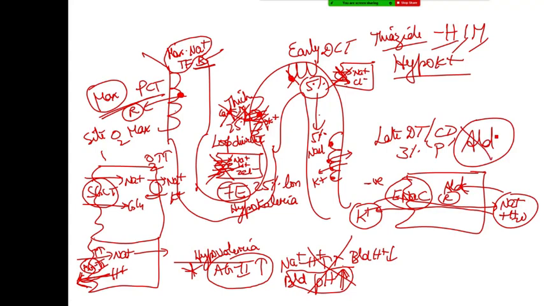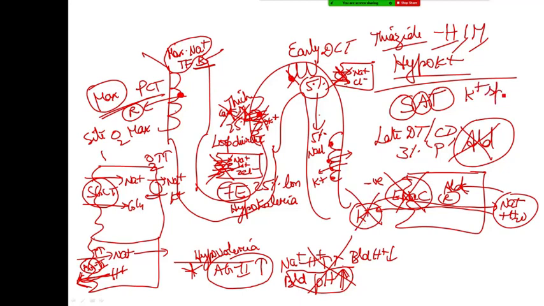Which are the drugs which are aldosterone antagonists? Name the drug. Spironolactone, amiloride, triamterene. So because they block aldosterone, they won't reabsorb sodium. And if sodium is not reabsorbed, potassium won't be lost. So that's why they are called potassium sparing diuretics.